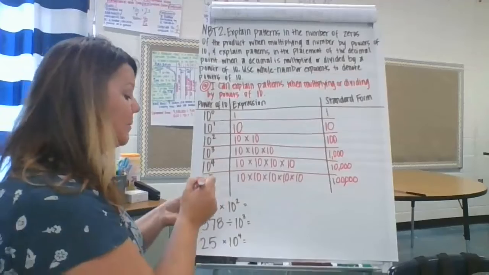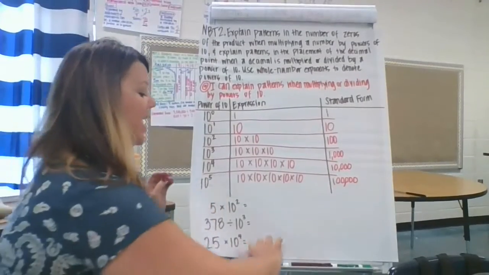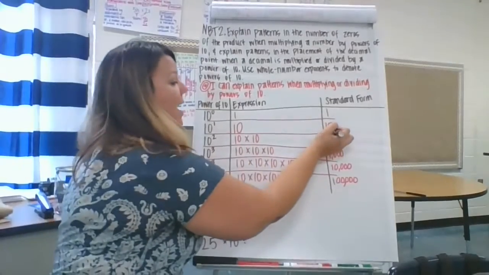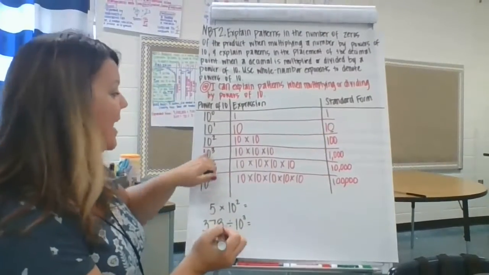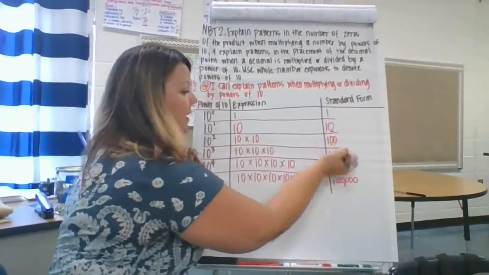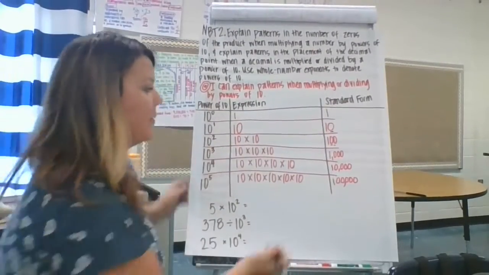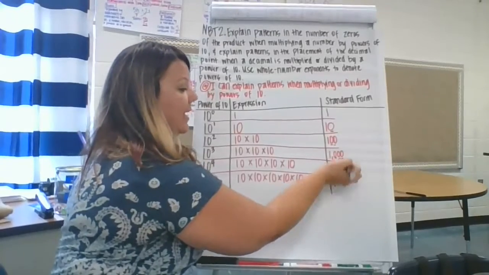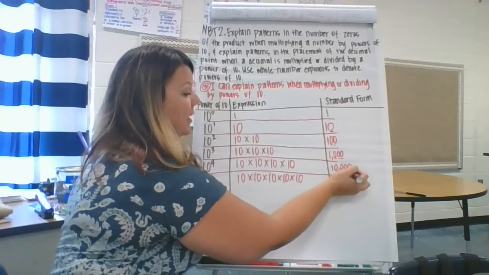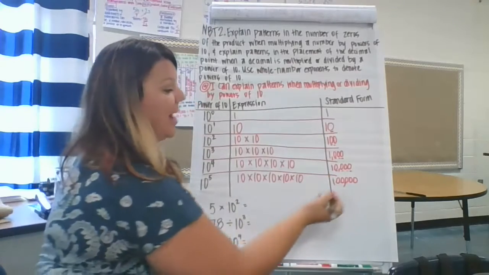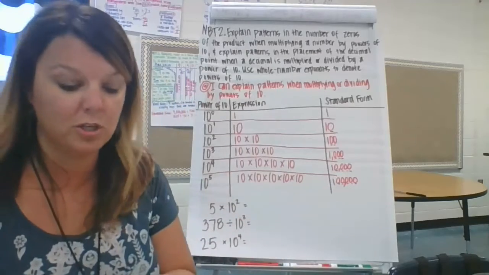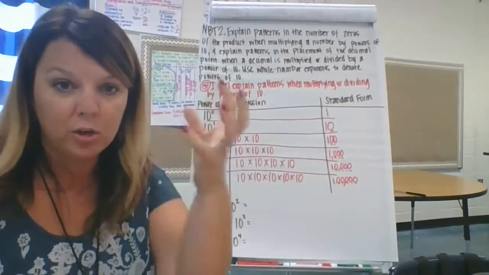I want you to take special notice of the fact that 10 to the first power has one zero. 10 to the second power has 2 zeros. 10 to the third power has 3 zeros. 10 to the fourth power has 4 zeros. And 10 to the fifth power has 5 zeros.